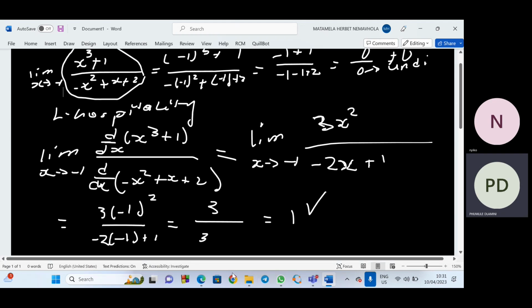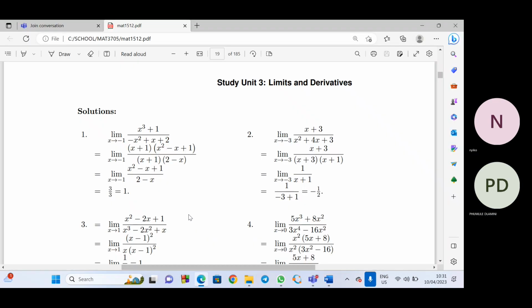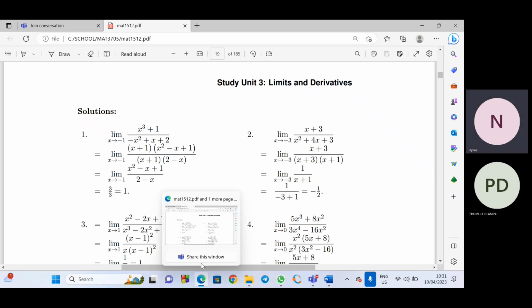And this helps you because sometimes when you are factorizing, maybe cubes, it gets more complicated because sometimes we'll have to use long divisions, which can consume a lot of time. Any question? No, so far you're right.